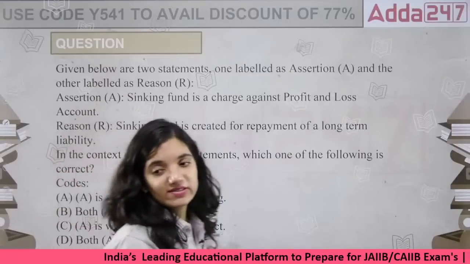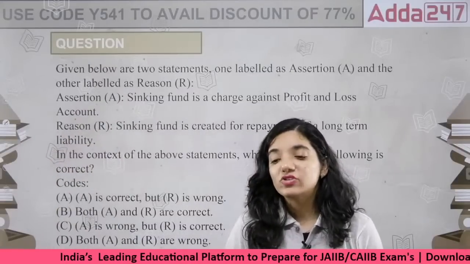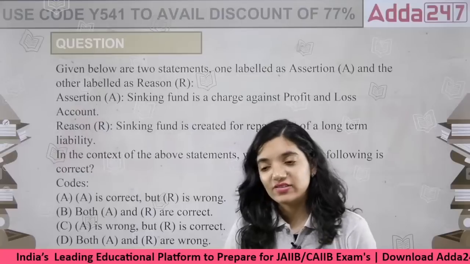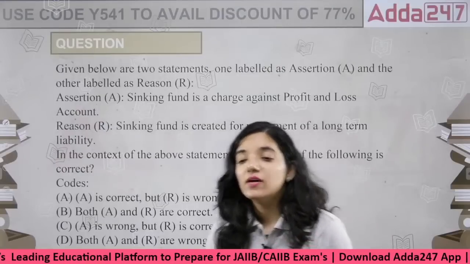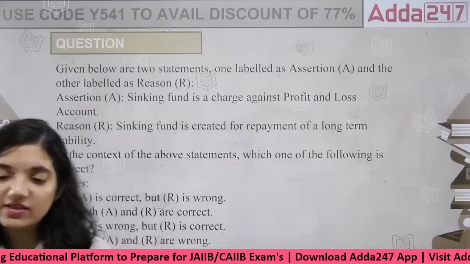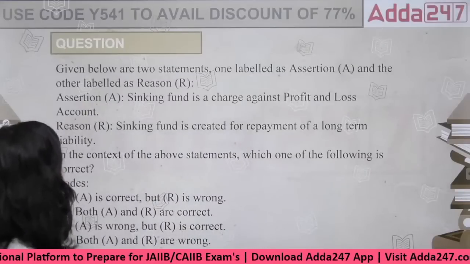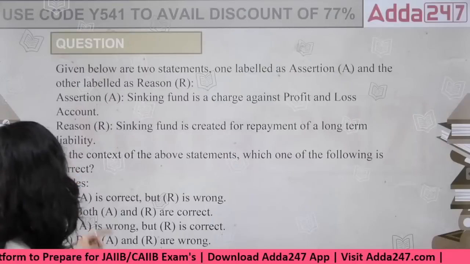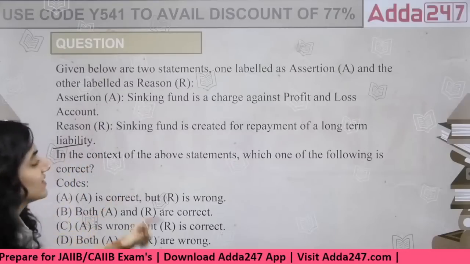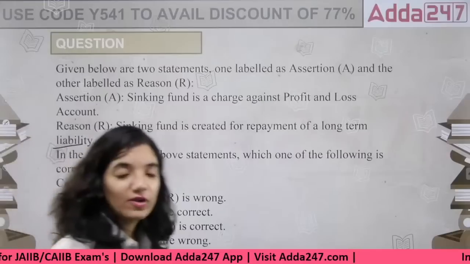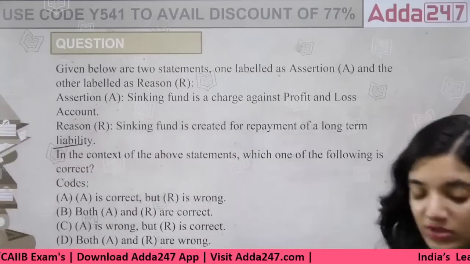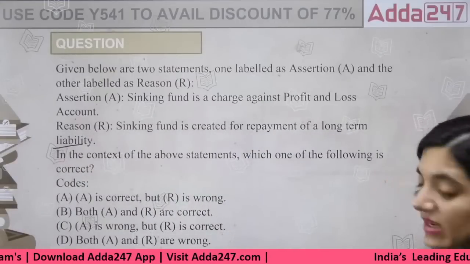Moving on to the next point. This is related to assertion and reasoning. Given below are two statements, one labeled as assertion, the second one as the reason. Sinking fund is charged against profit, and sinking fund is created for a long-term liability. In the above statements, which one of the following is correct? Are both the points correct, or only one of them?